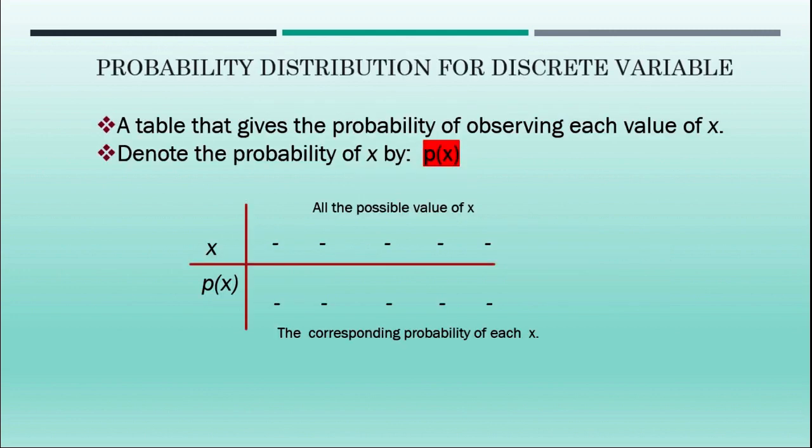Usually, we can use a table to list the probability distribution for discrete random variables. We denote the probability by p(x). The first row is variable x. We should list all the possible values of x. The second row is p(x). List the corresponding probability for each x. Let me show you with the example of the tossing coin experiment again.